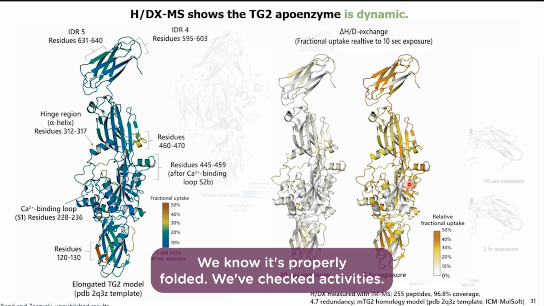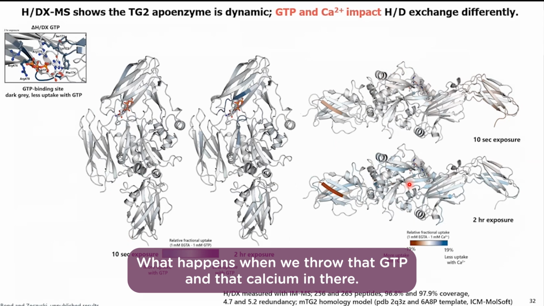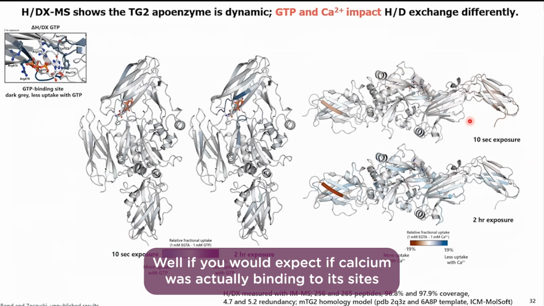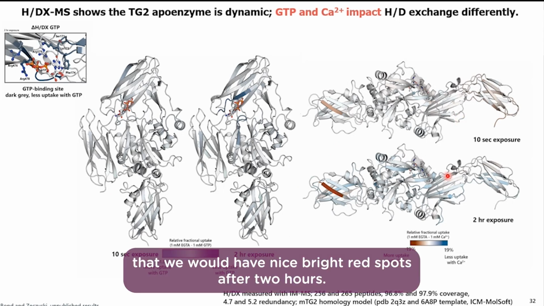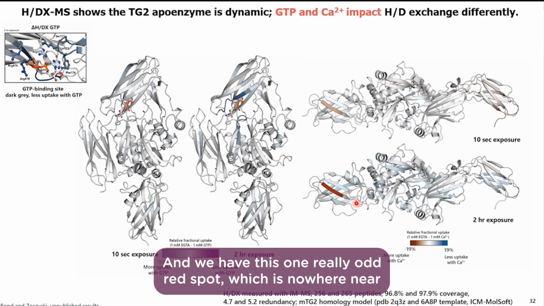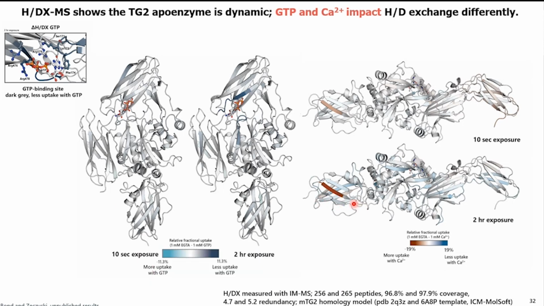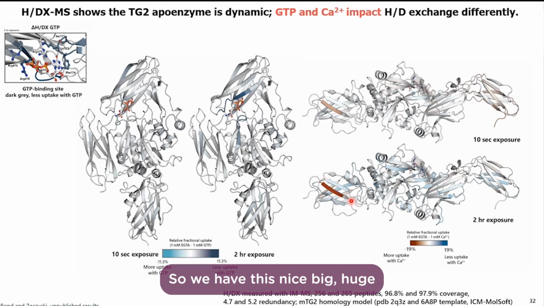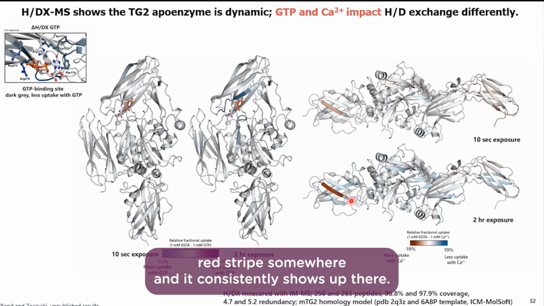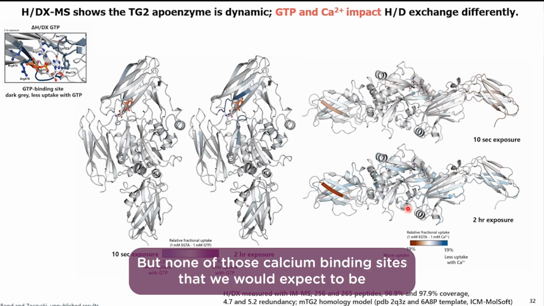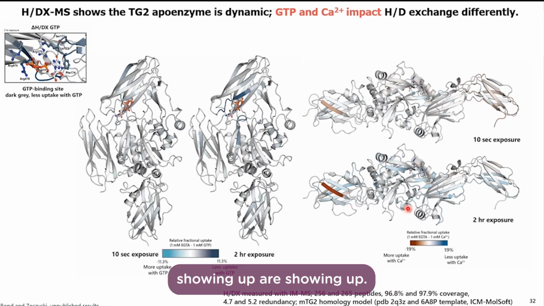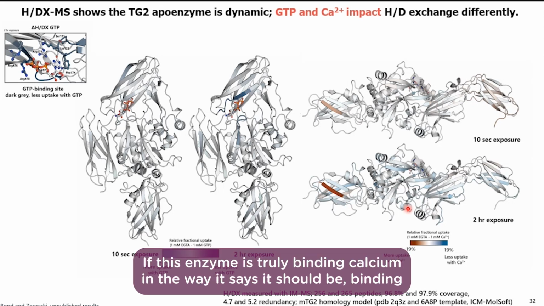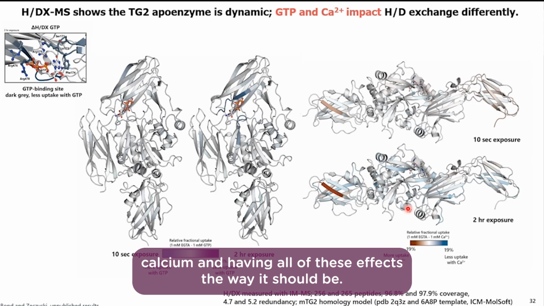We've checked activities. What happens when we throw that GTP and that calcium in there? Well, if calcium is actually binding to its sites, you would expect that we would have nice bright red spots after 2 hours. And we have this one really odd red spot, which is nowhere near any of the calcium binding sites because those are all in here. So we have this nice, big, huge red stripe somewhere, and it consistently shows up there. But none of those calcium binding sites that we would expect to be showing up are showing up, if this enzyme is truly binding calcium the way it says it should be binding calcium and having all of these effects the way it should be.